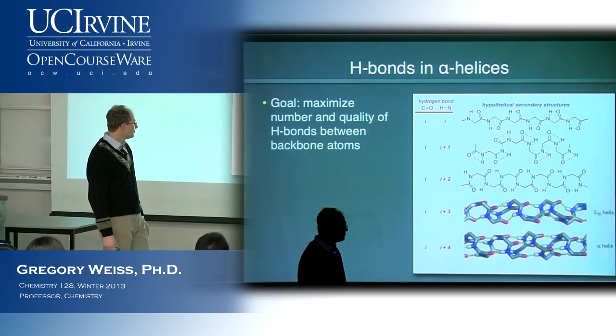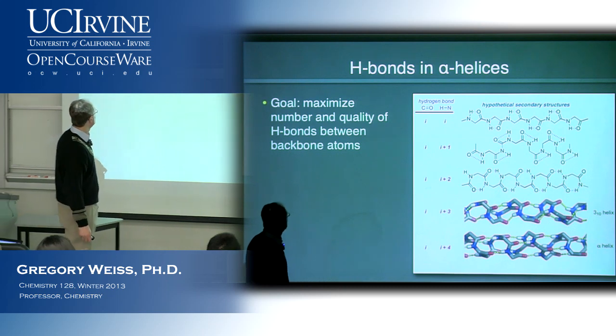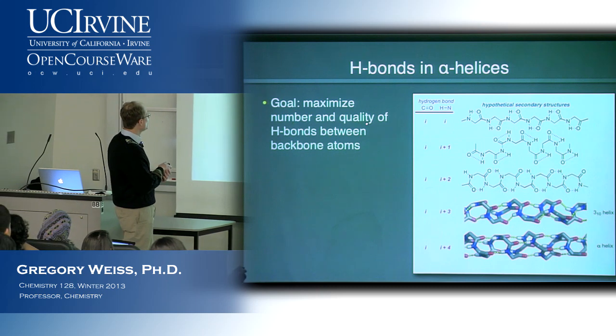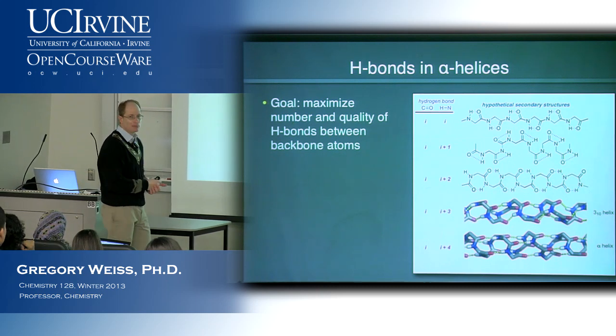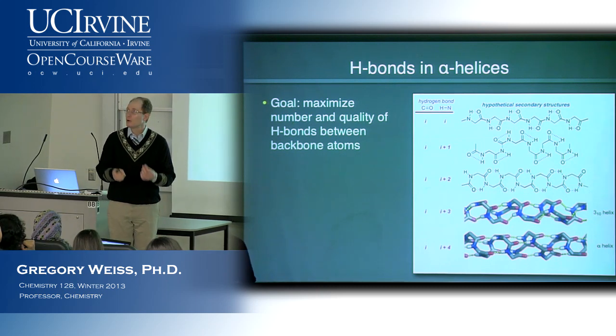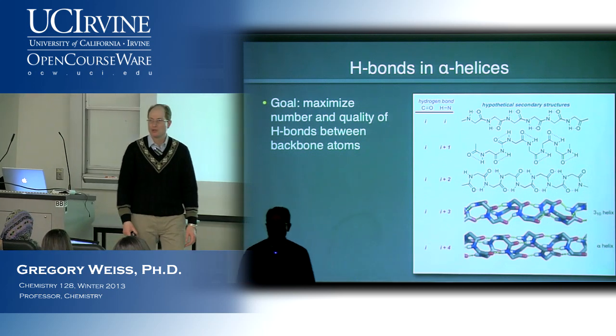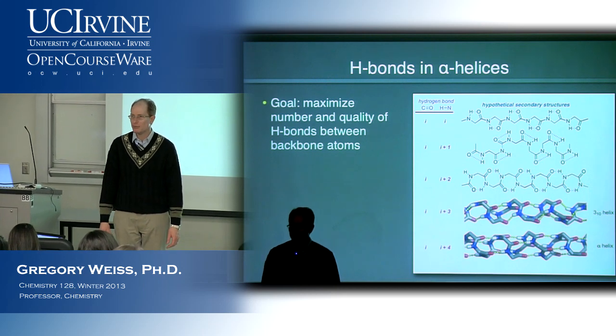So thanks for asking. Okay, our goal here is to maximize the number and the quality of hydrogen bonds between backbone atoms. If we do that, we're going to have a much more stable secondary structure. So that's kind of the ultimate goal for everything that I'm talking to you about today.